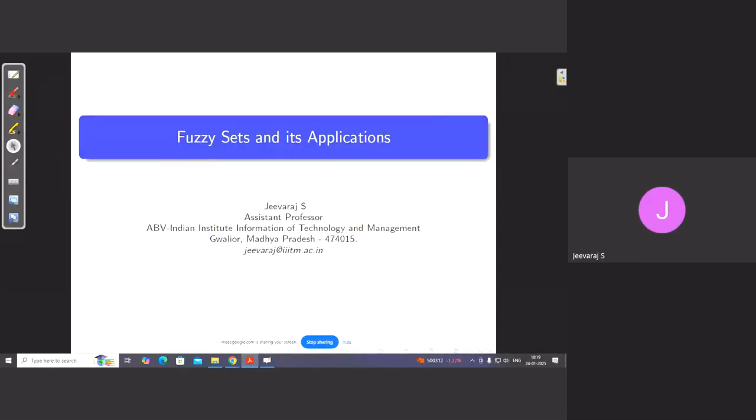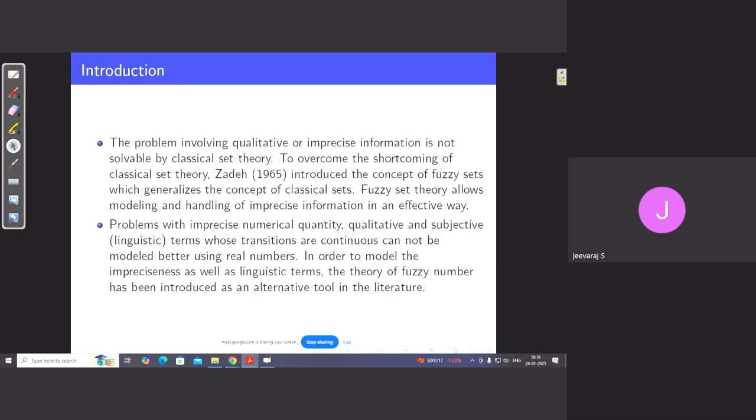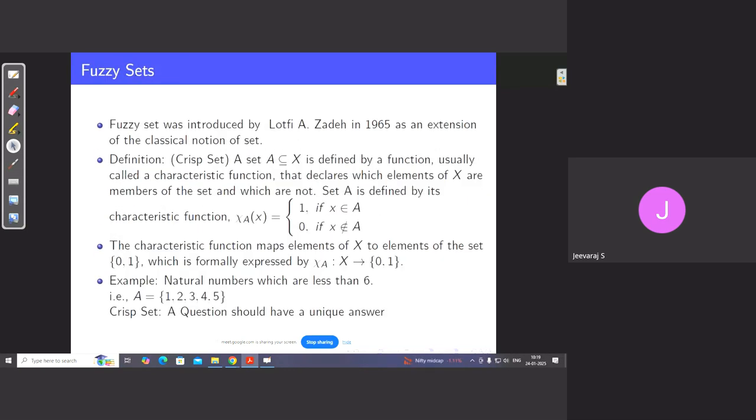So good morning, one and all present here. As I summarized, I'm going to give a talk on fuzzy sets and their applications. So what are fuzzy sets basically? Fuzzy sets were introduced by Zadeh in the year 1965 as a generalization of classical sets. As we know, a classical set, which hereafter I refer to as a crisp set.